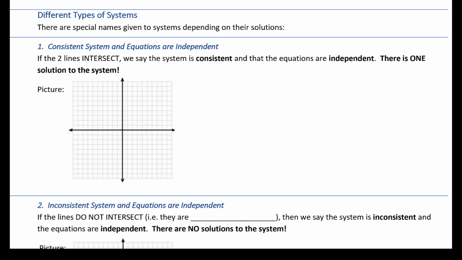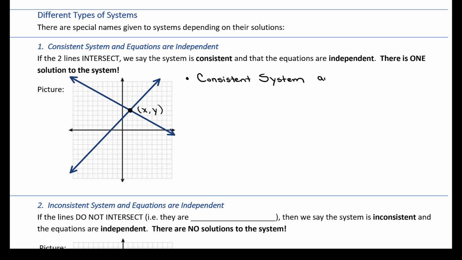So let me go ahead and draw a picture here so you have a visual to refer to when looking at this example. We're going to draw two lines, and these 2 lines are going to intersect at one point. That one point I'm going to label here as a general solution x comma y. It has one solution. So once again, we refer to this as a consistent system, and the equations are independent.